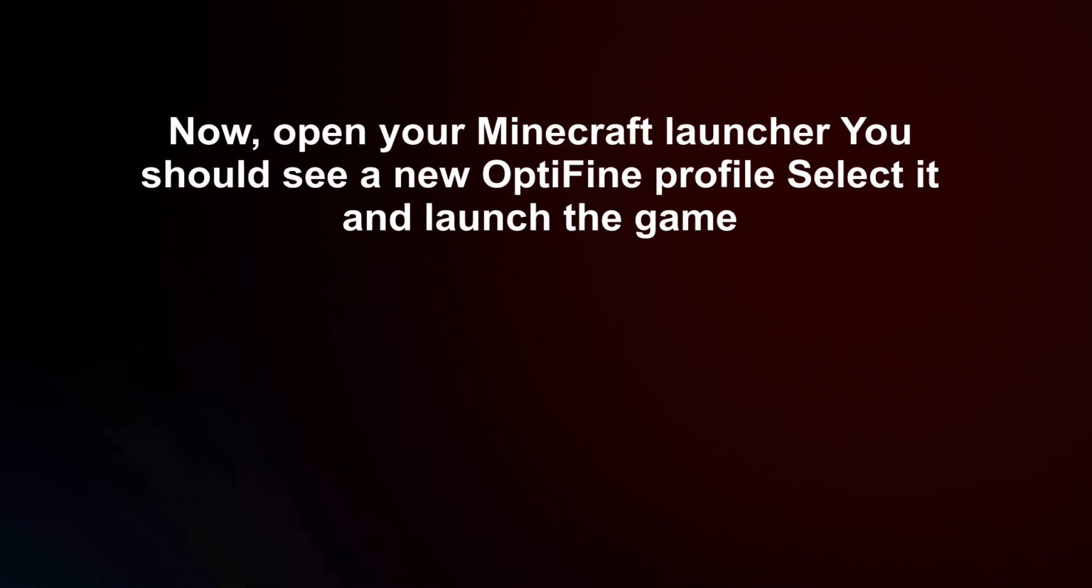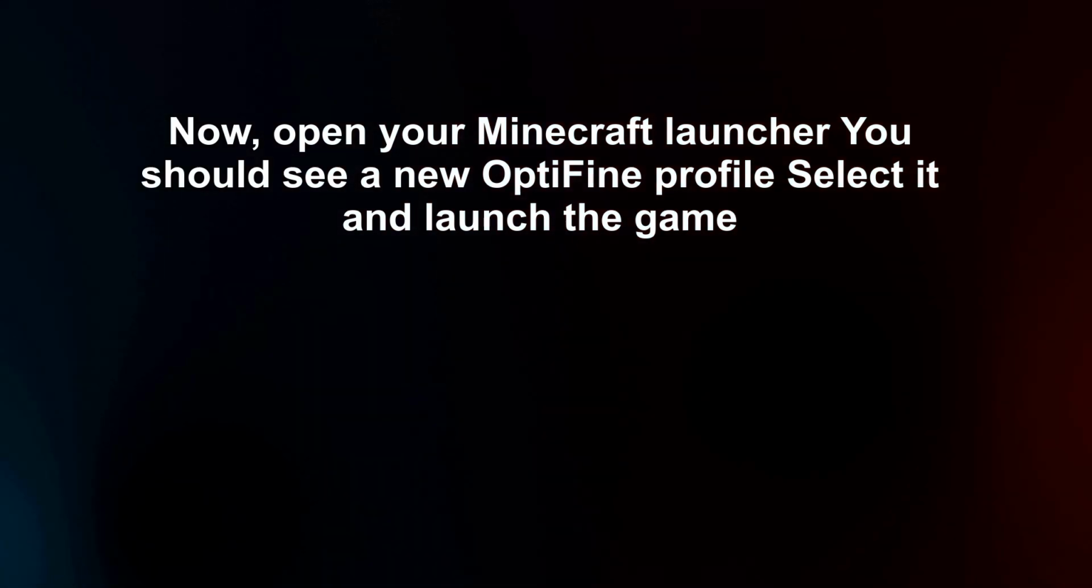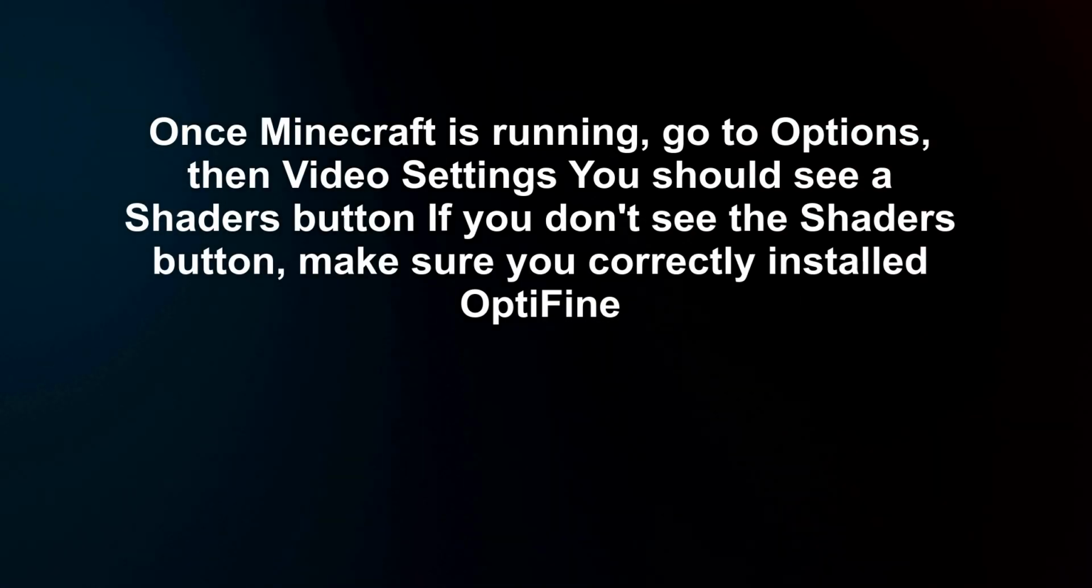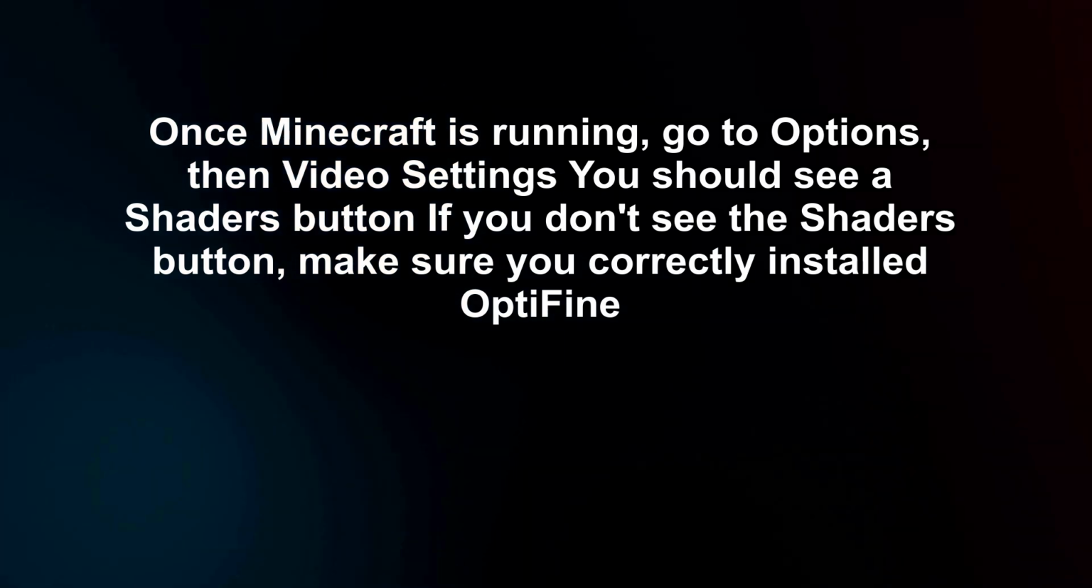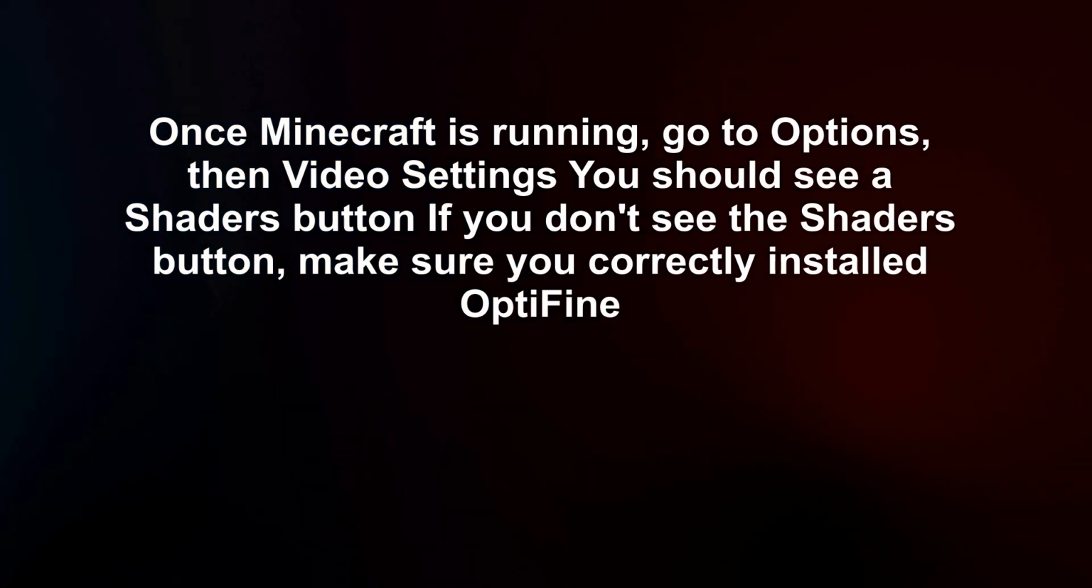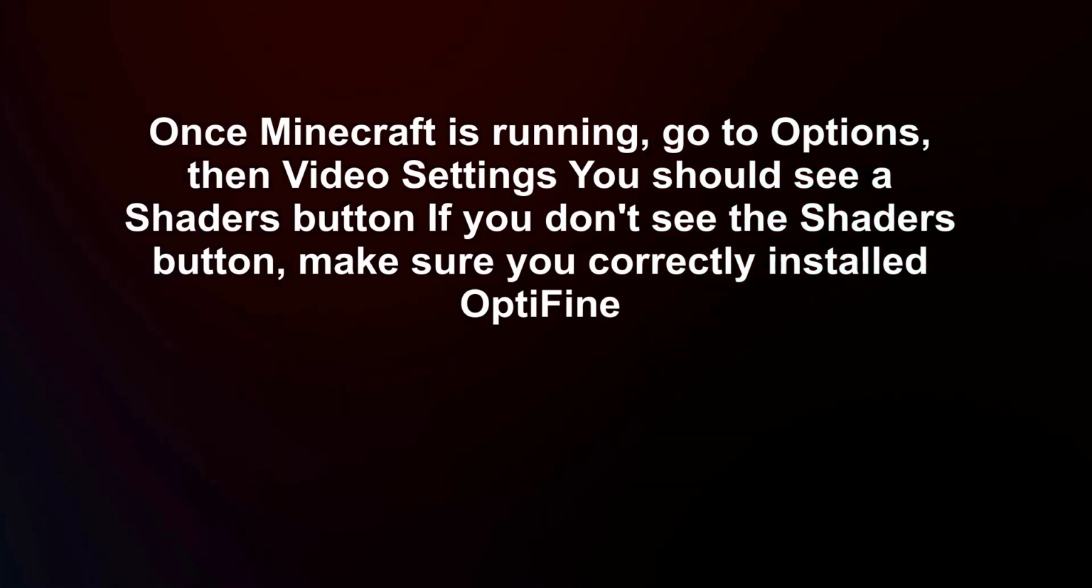Now, open your Minecraft launcher. You should see a new OptiFine profile. Select it and launch the game. Once Minecraft is running, go to Options, then Video Settings. You should see a Shaders button. If you don't see the Shaders button, make sure you correctly installed OptiFine.